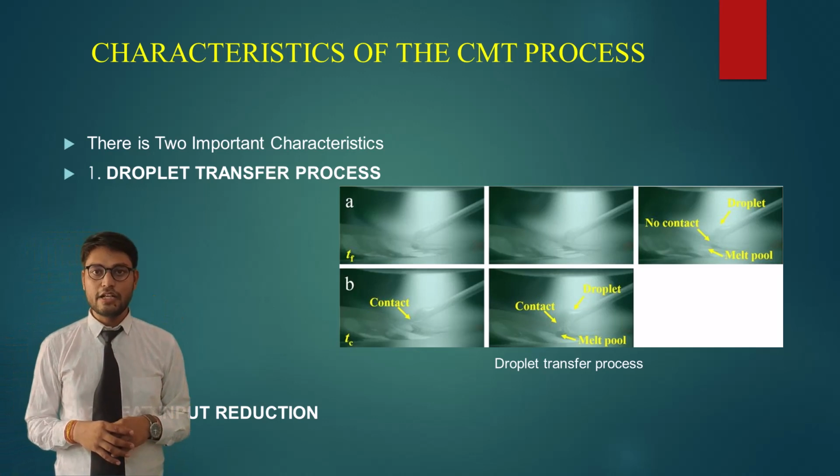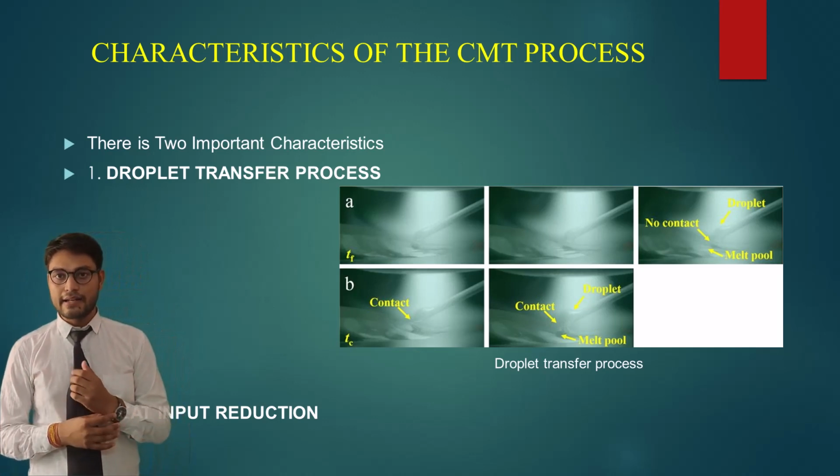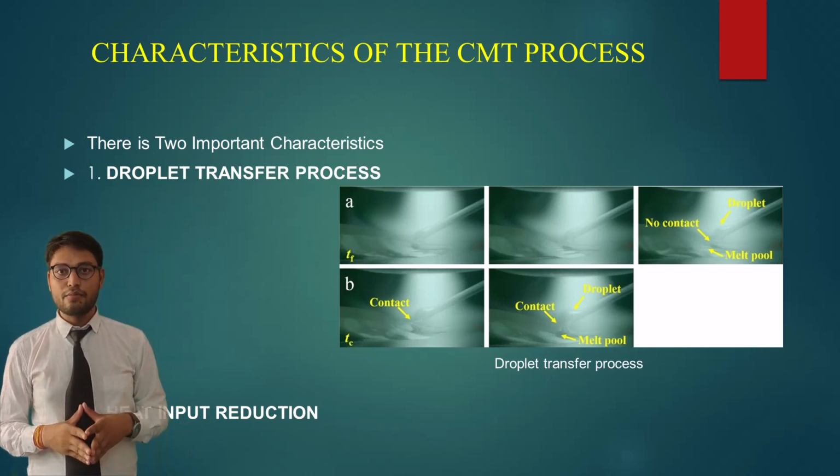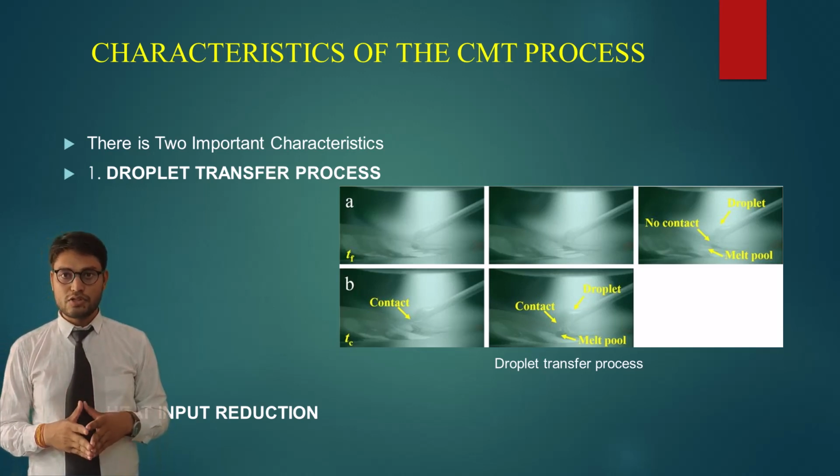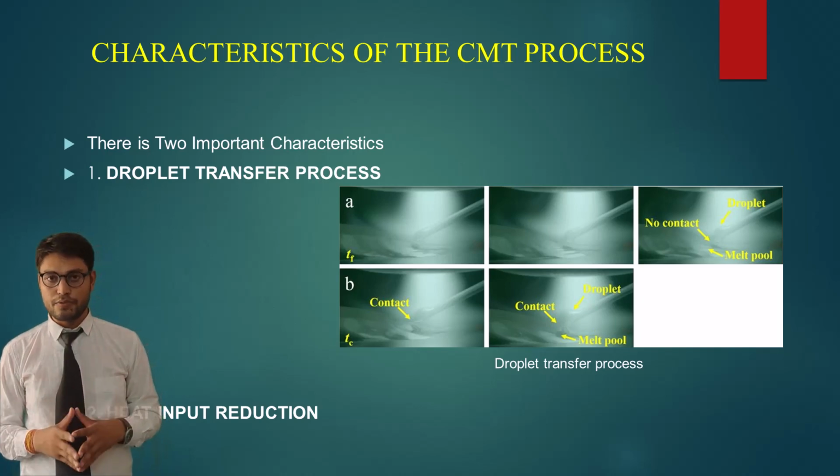The second one is heat input reduction. When the droplet transfer is performed, simultaneously the arc ignites, the wire advances and molten pool short circuiting occurs. The wire retracts and the welding current rapidly plummets to near zero. So this allows cooling down and reduces the heat input.